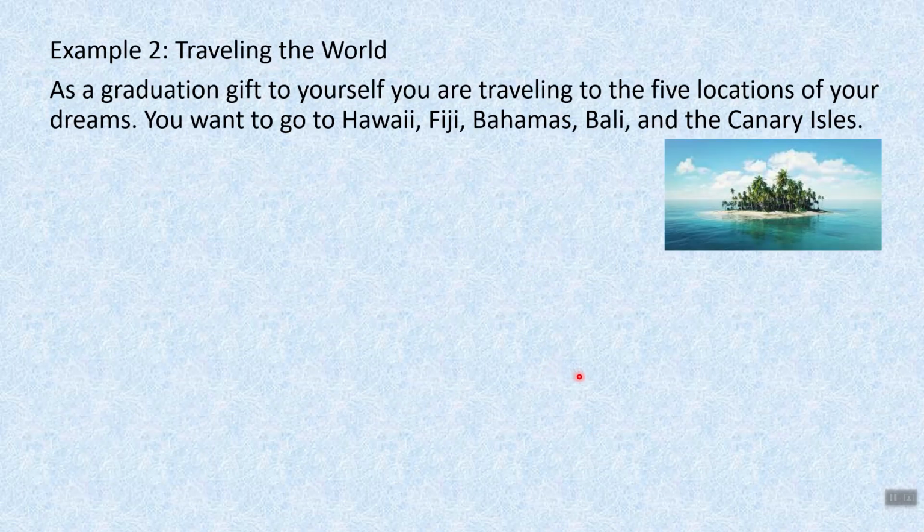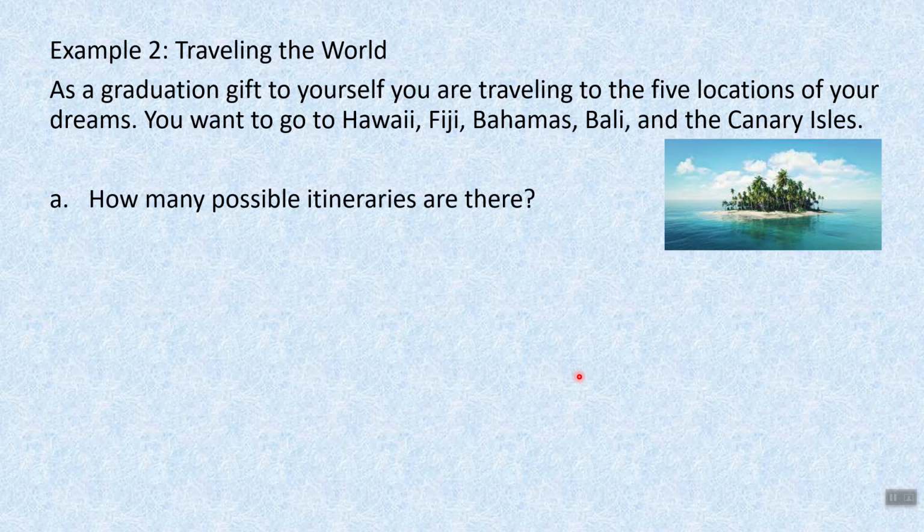Alright, example 2, traveling the world. As a graduation gift to yourself, you're traveling to the 5 locations of your dreams. You want to go to Hawaii, Fiji, the Bahamas, Bali, and the Canary Isles. How many possible itineraries are there? Well, an itinerary is an ordered listing of your trip or your plans. So if it's in order, right, we have 5 options for our first location, and then 4 remaining, and then 3, and so on. So it turns out that there are 5 factorial, or 120, different itineraries to go to these 5 different islands.